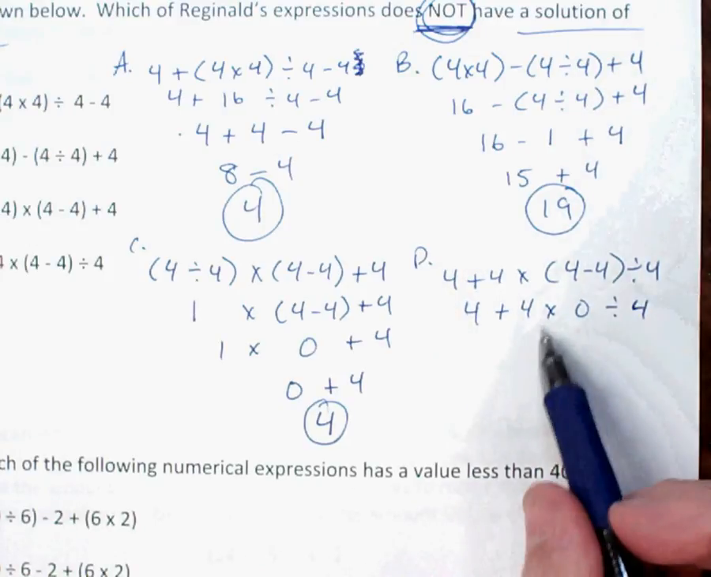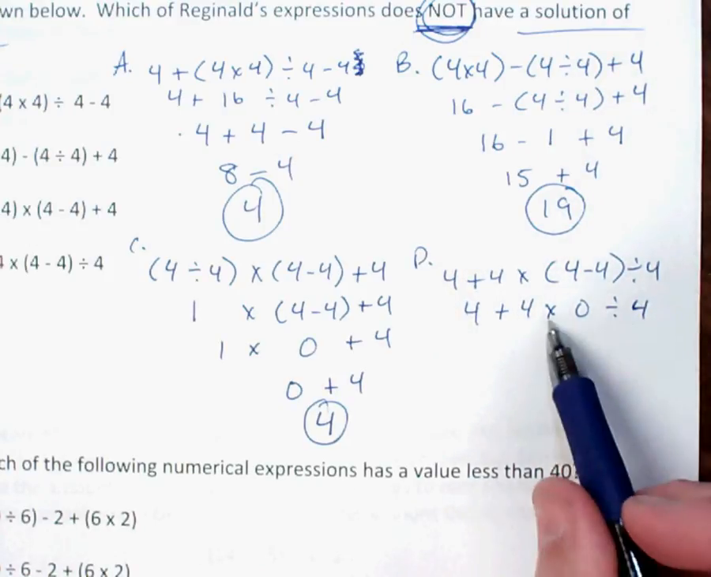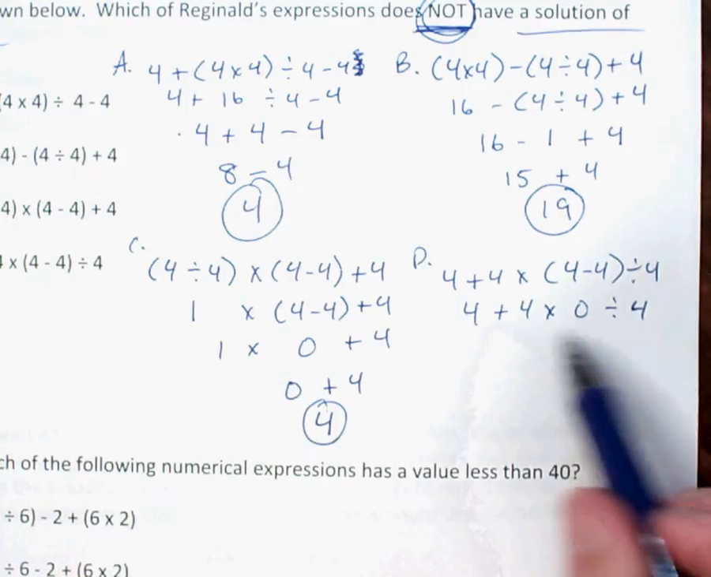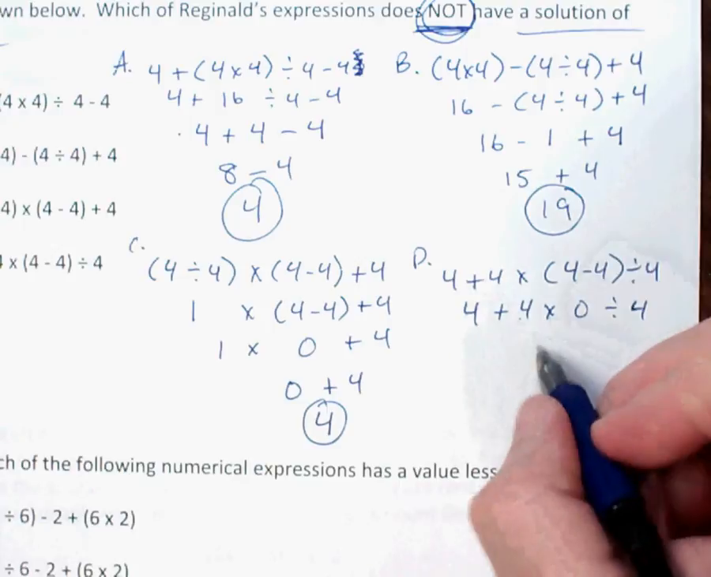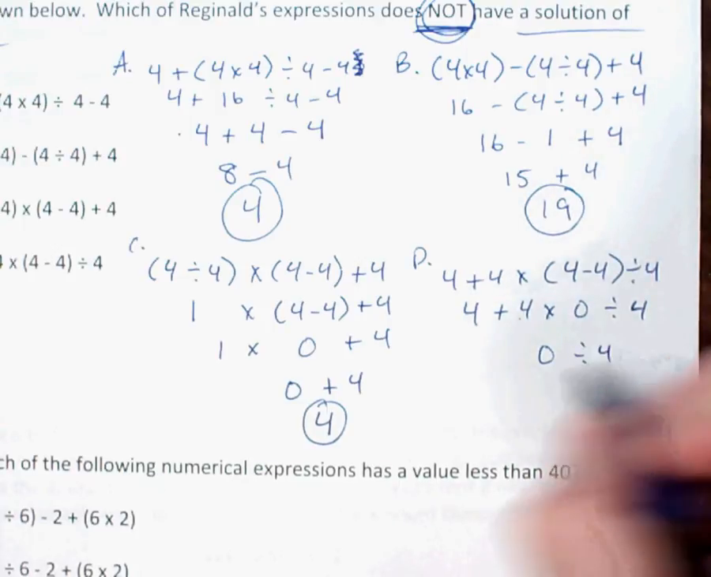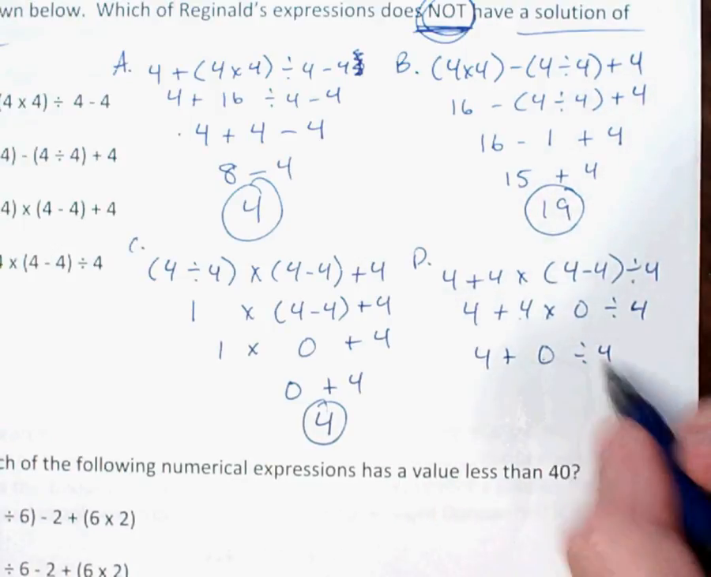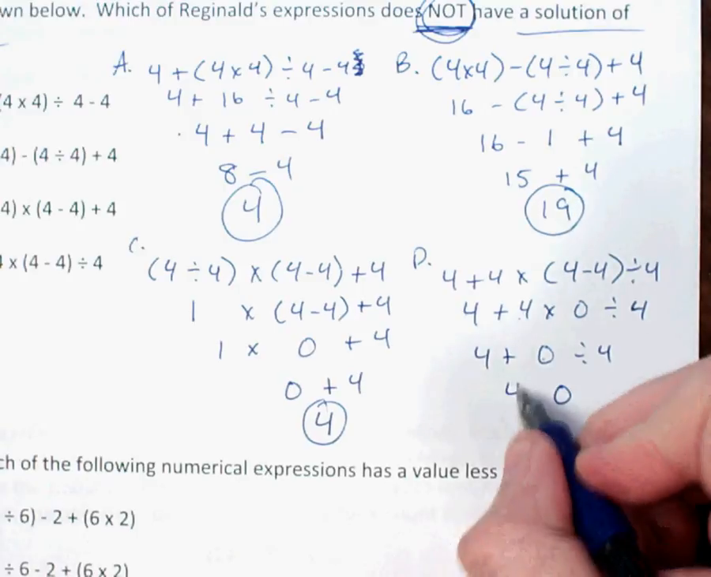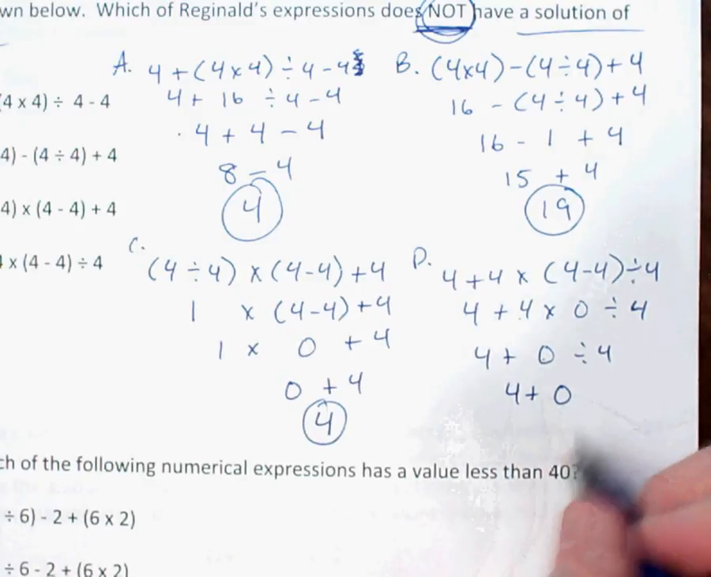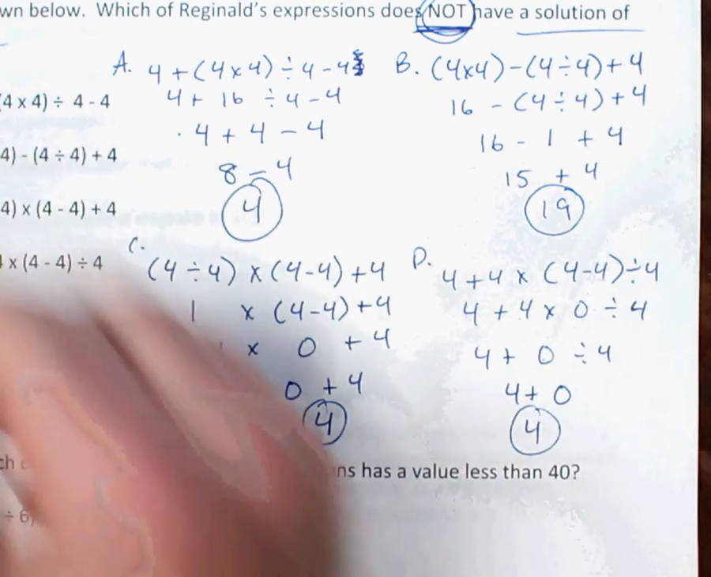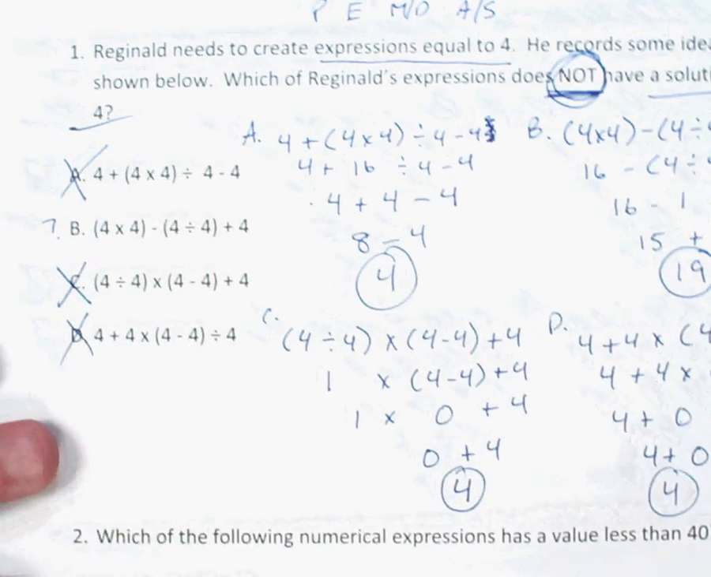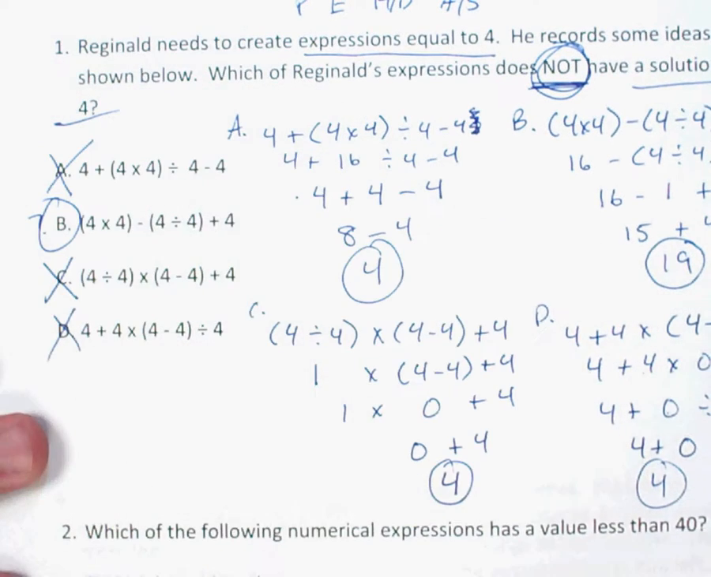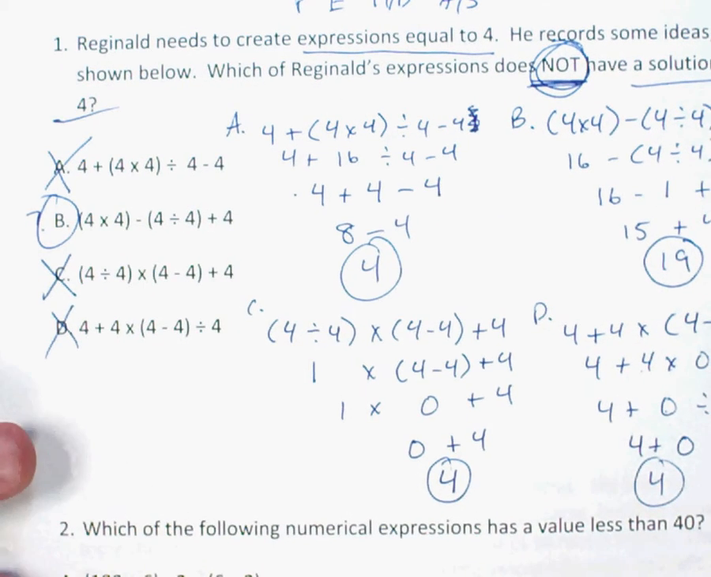All right, I've got a choice between either this multiplication or this division. Remember, when we have that choice, we're going to work left to right. So I'm going to start with 4 times 0 is 0, and then rewrite. 0 divided by 4 is 0, and then my final 4 plus 0 is 4. So D also has an answer of 4. So B ends up being my correct answer because the answer is 19 on it.